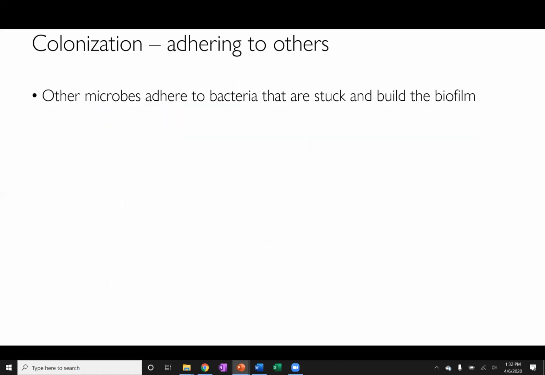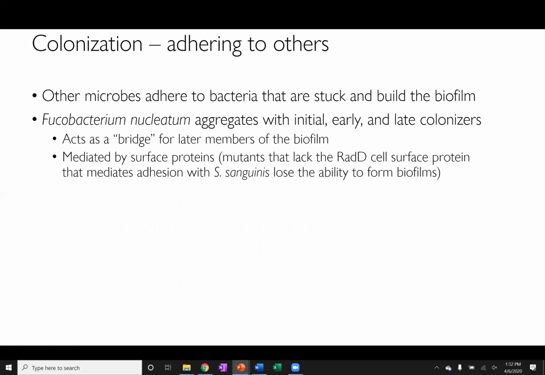Then after that initial colonization, other microbes need to adhere to the bacteria that are already stuck and build the biofilm out. So for instance, Fusobacterium nucleatum aggregates with the initial, early, and late colonizers, essentially acting as a bridge for later colonization of the biofilm. Just as a note, this is mediated by surface proteins on the membranes of these microbes.